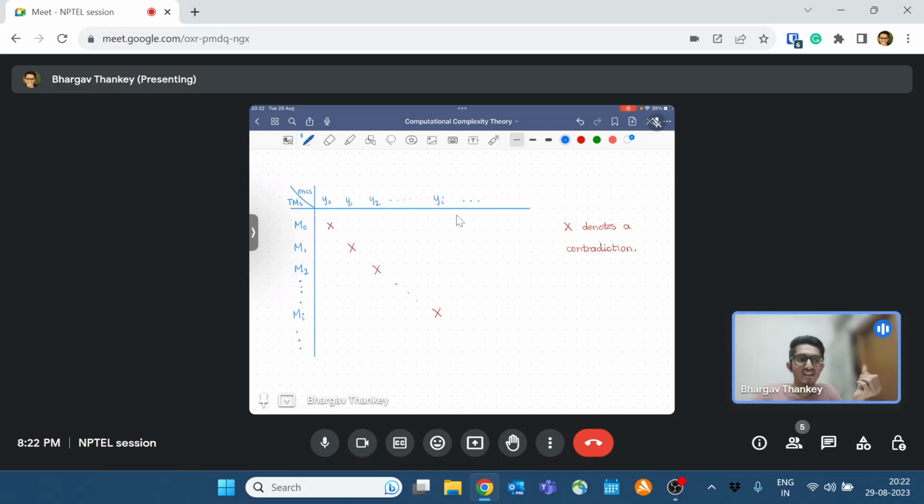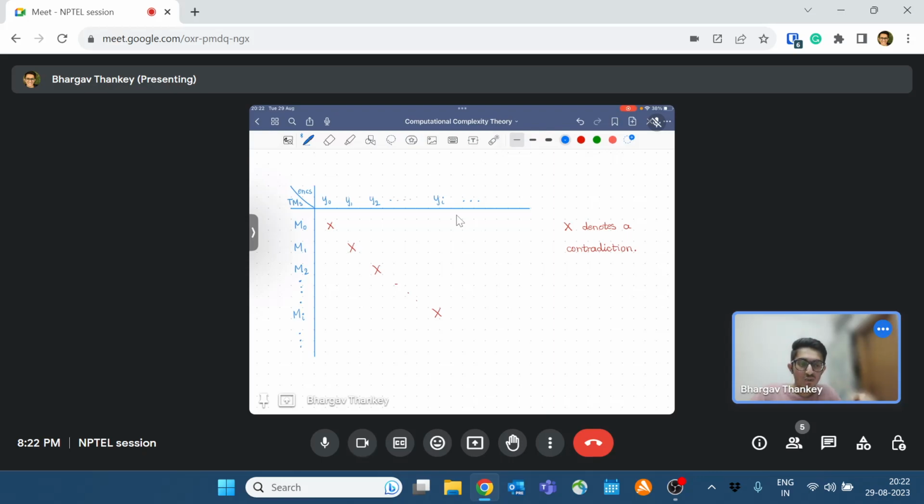So in general, there is no recipe that you can follow to decide whether you should or should not use diagonalization. But that said, just one last comment: the diagonalization in the Baker-Gill-Solovay theorem is a little more general than this. In both the diagonalizations that we saw, we were using the diagonals somehow, right?